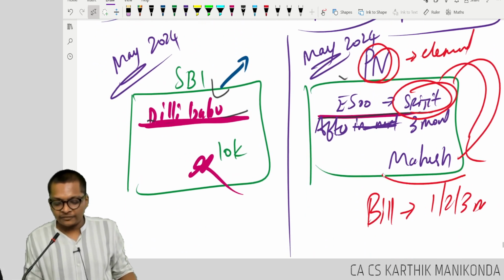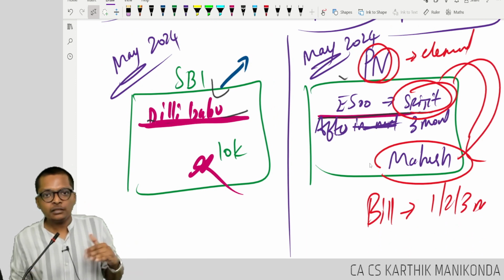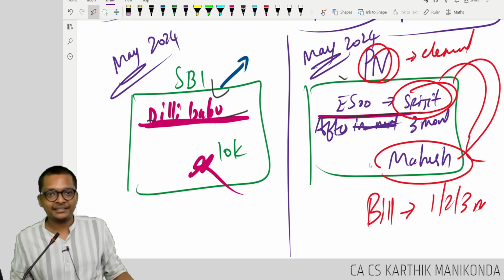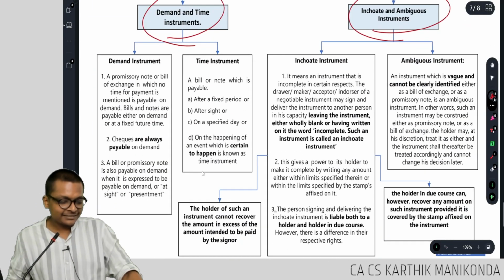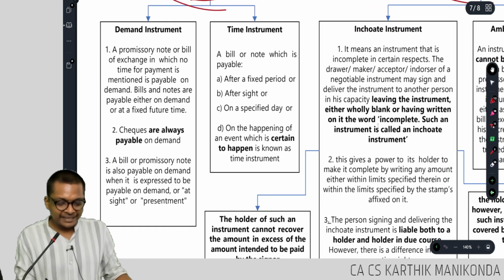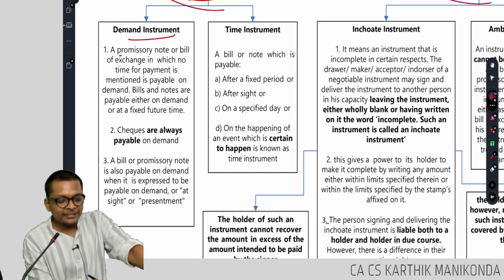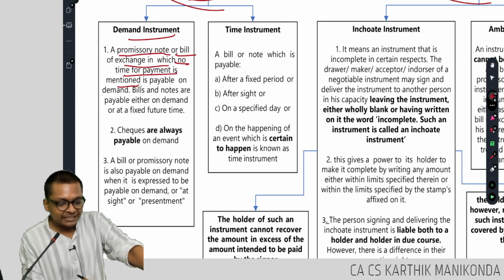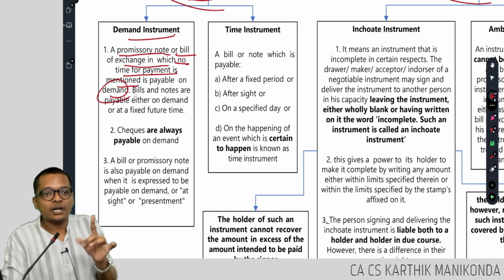Sometimes a promissory note also can be demand. Meaning, Mahesh will tell, "I will pay you whenever you ask me." That means no time limit. Whenever you ask, I will pay. Are you following, guys? It depends on the maker, how he wants to make it. So, to summarize, demand instruments in simple terms: a promissory note or bill of exchange in which no time for payment is mentioned. "Sir, 3 months I didn't mention, sir." No time is mentioned, then it is payable on demand. But generally, a bill will have what? Time.